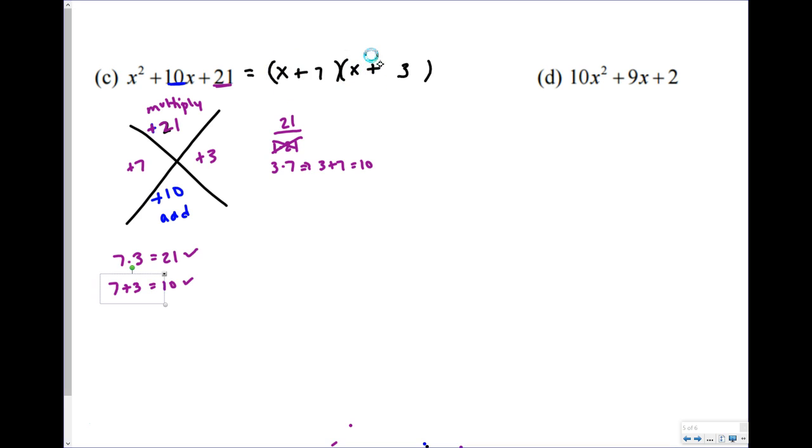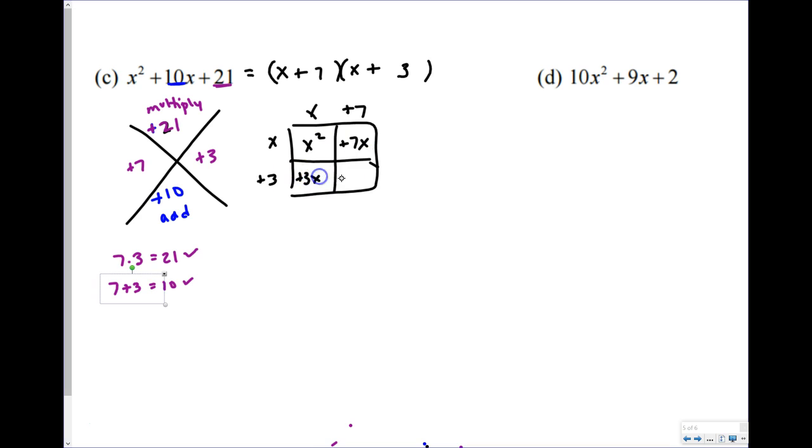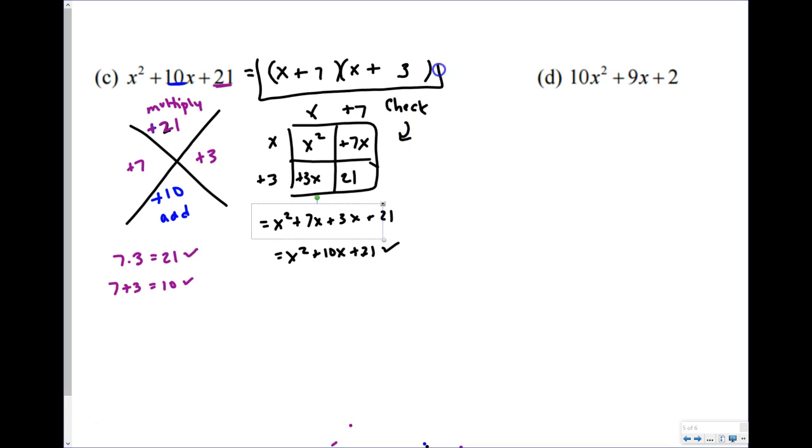Okay? Again, if I were to check my work and do the box method here and put x plus 7 and x plus 3 and multiply this out, I'm going to get my original trinomial. x squared plus 7x plus 3x plus 21 is going to give me x squared plus 10x plus 21, which is what I started with. Okay, this is my check right here. I'm just checking. This is my answer. All right.